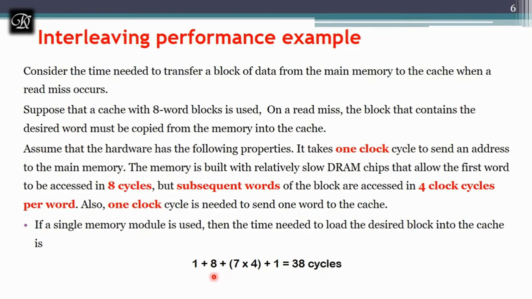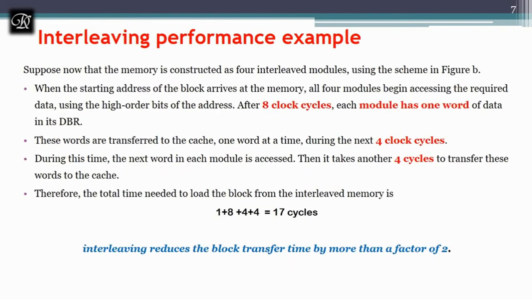The total will be 1 plus 8. The 1 is for transferring the address, 8 is for getting the first word, and the remaining 7 words are accessed at 4 clock cycles each, that is 7 times 4, and 1 clock cycle to send the data. The total is 38 clock cycles without interleaving. We need 38 clock cycles to access an 8 word block from the memory. Let's apply the interleaving we discussed in the previous diagram and see how we can improve.